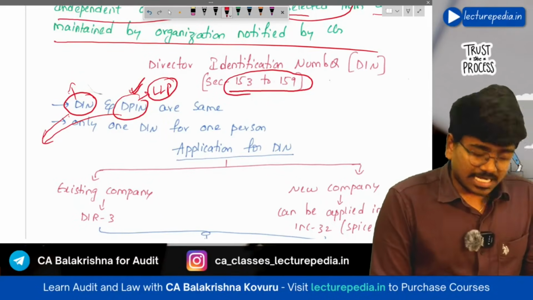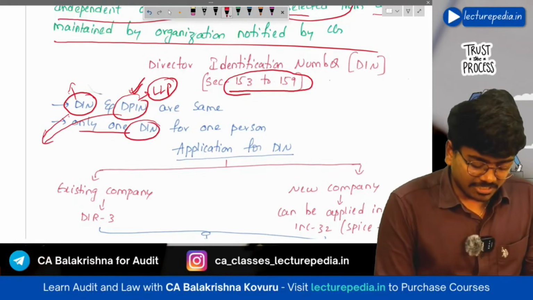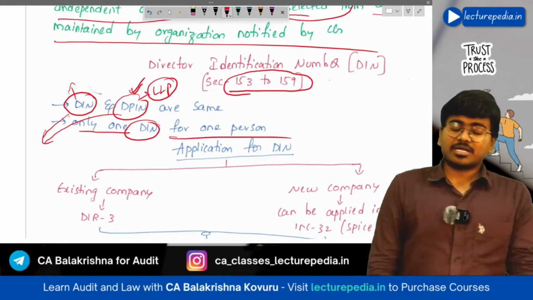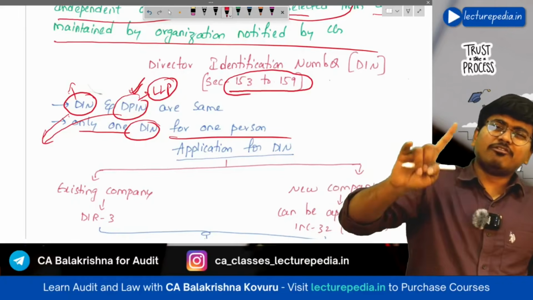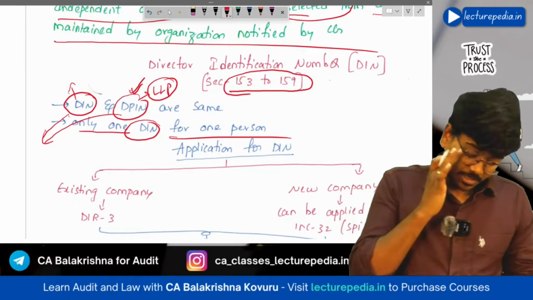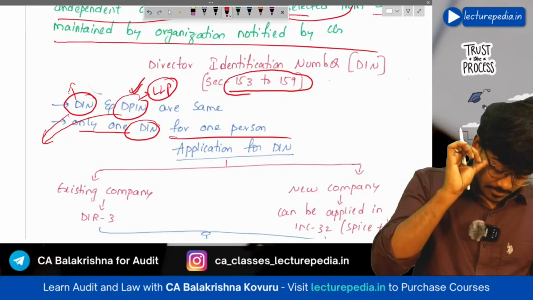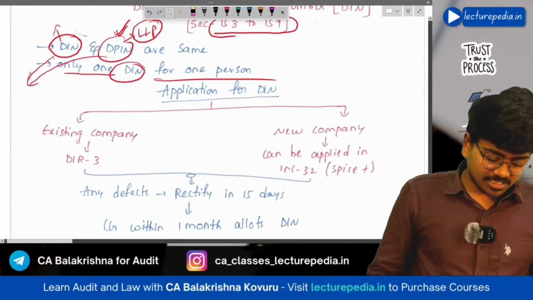Now, another point is only one DIN will be given for one person. A person cannot have more than one DIN. Each person will be given only one Director Identification Number. Next, how do you have to apply for this DIN?